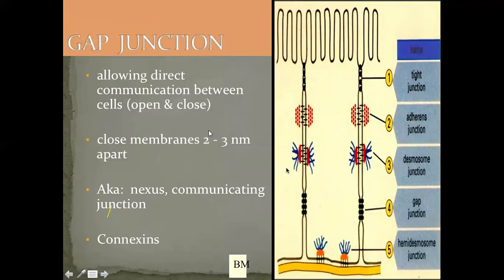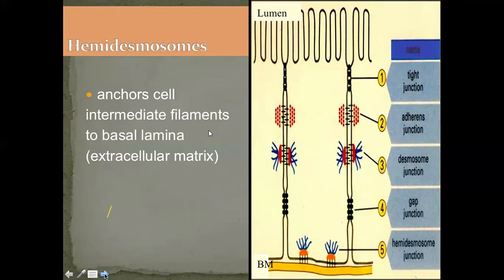Then, next are your gap junctions. So, gap junctions allow direct communication between cells. So, they open and close. They close membranes 2 to 3 nanometers apart. And they're also known as the nexus or the communicating junction. So, they are made up of connexins. And the last part of the lateral modifications are your hemidesmosomes.